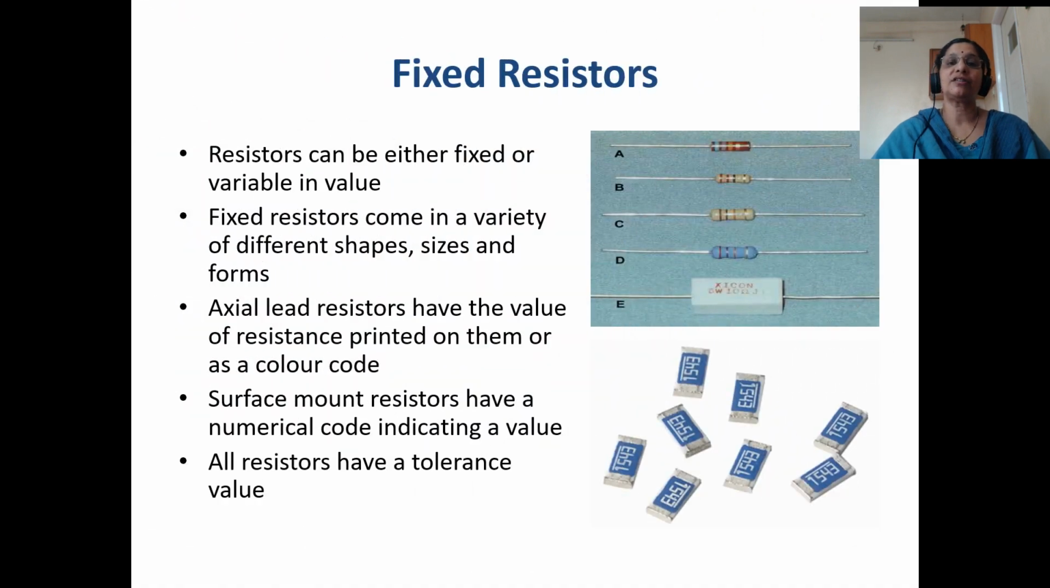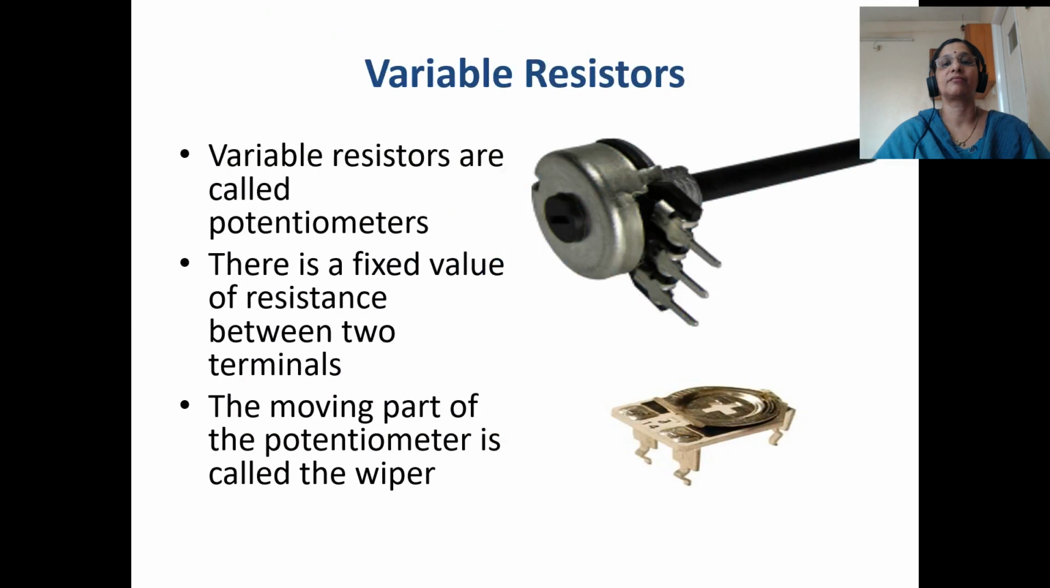There are fixed resistors in which the value of the resistance is fixed. They have a color code, or there are some surface mount resistors as well. For these resistors, the measured value can be slightly different from the indicated value. How much this variation is, is indicated by the tolerance of the resistance. The commonly used types of variable resistors are potentiometers and rheostats.